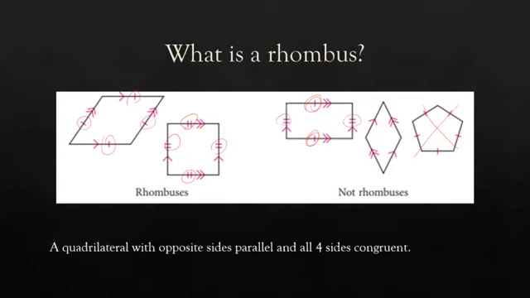But maybe we could use a little bit more. What if we started with that opposite sides parallel? Where did that come from? Our parallelogram, right? If we just said it's a parallelogram with four congruent sides, that could cut down on the length of our definition and still make it accurate.